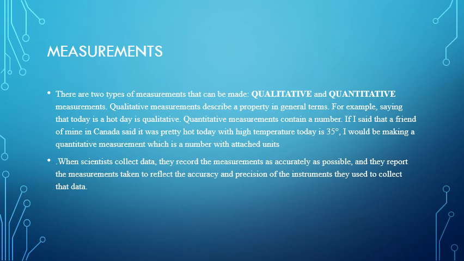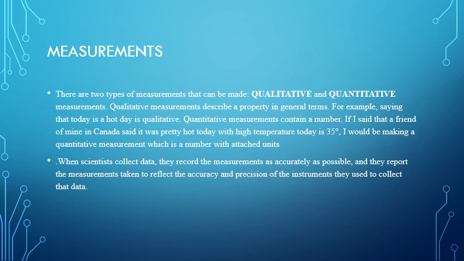Qualitative measurements describe a property in general terms. For instance, saying that the sky is blue or that I'm wearing a green shirt. That is an example of a qualitative measurement. Saying that today is a hot day is qualitative.